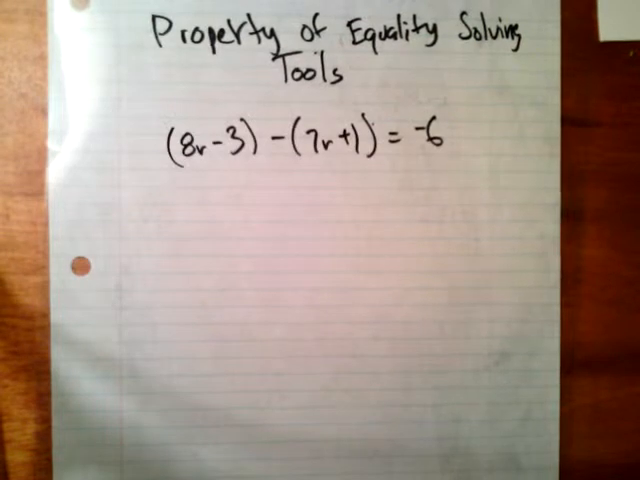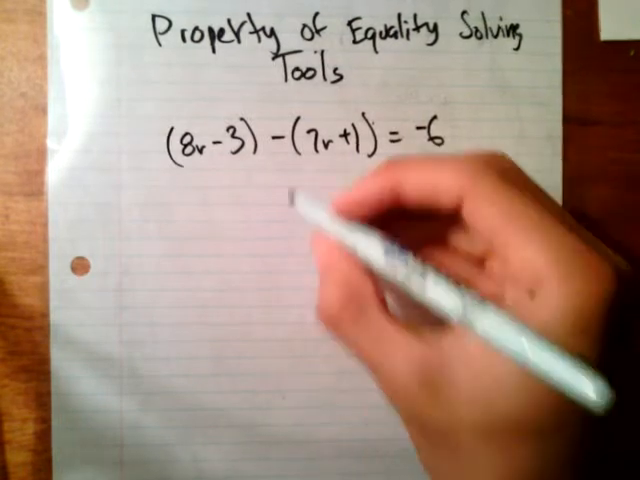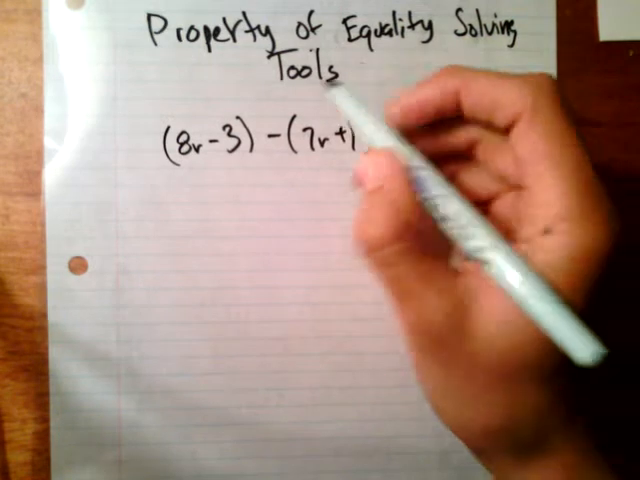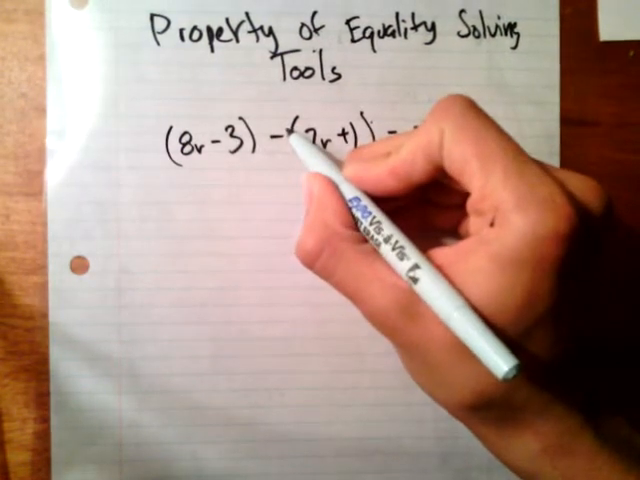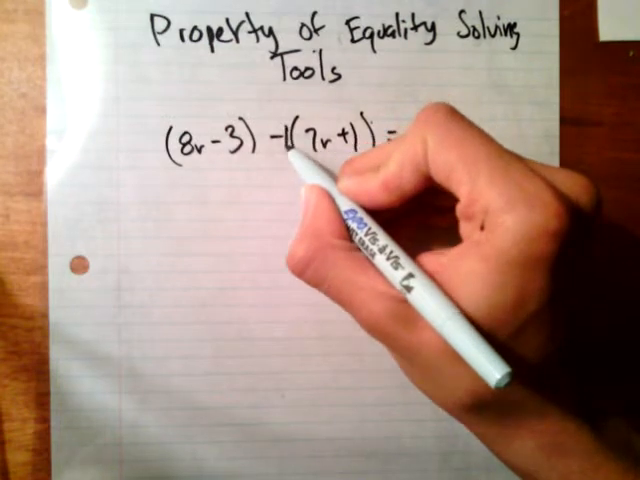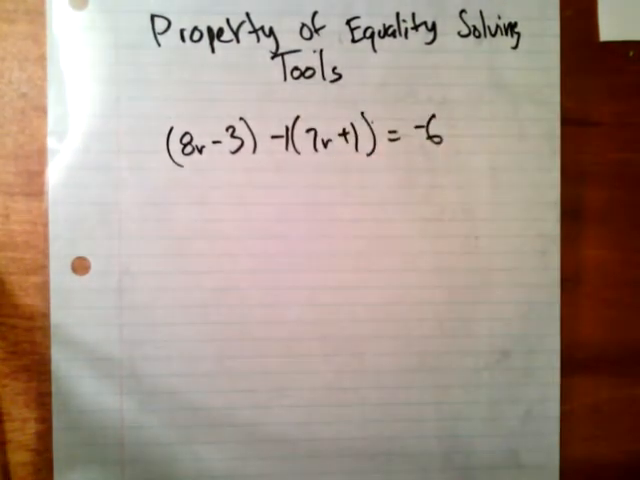So in this problem, we have parentheses, but also notice that this minus sign is between both parentheses. When that's the case, there's always an imaginary 1 there. Now, the 1 does exist. The reason why we say imaginary is because it's never really illustrated in problems.